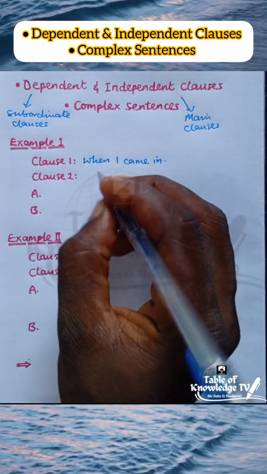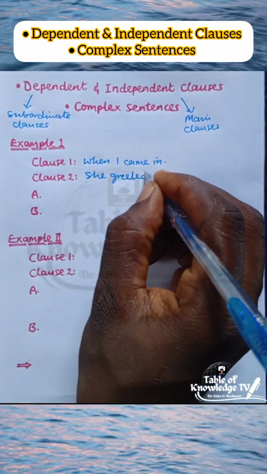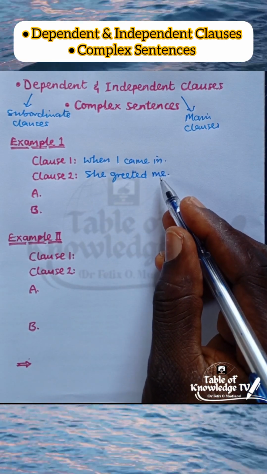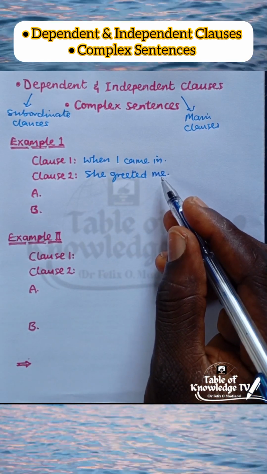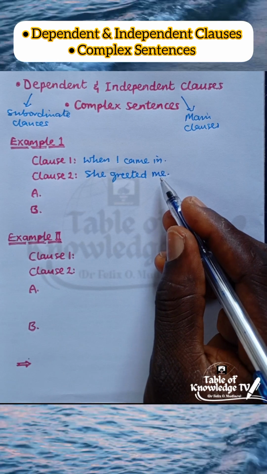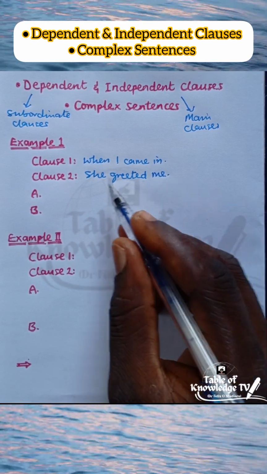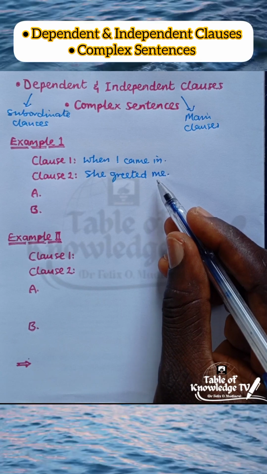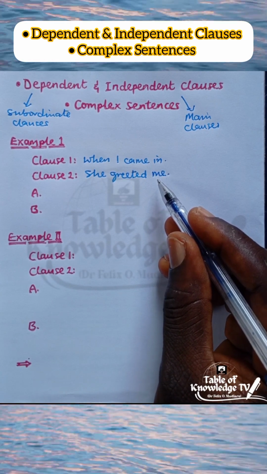Let's look at this sentence too. It says, she greeted me. This clause, though short, made up of just 3 words, makes full sense. She greeted me is a sentence of its own. It makes sense because this expression is an independent clause. It doesn't depend on any other clause before it can make full sense.